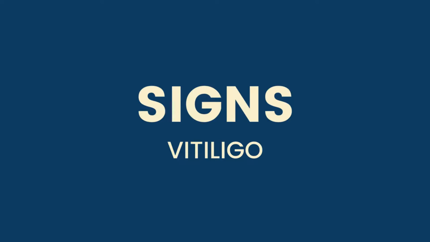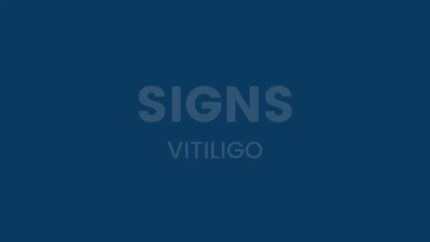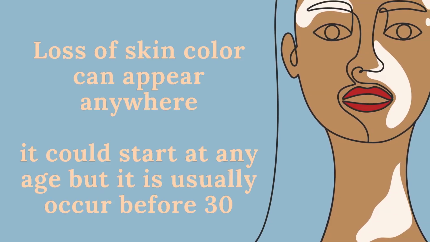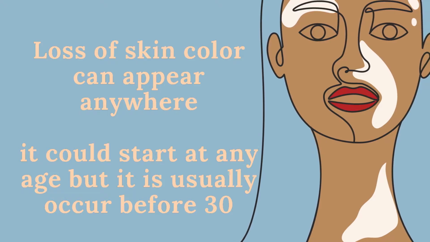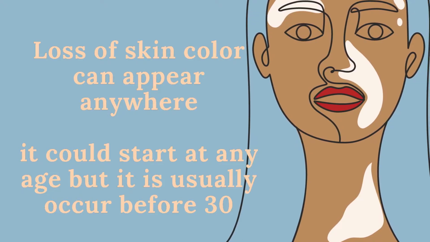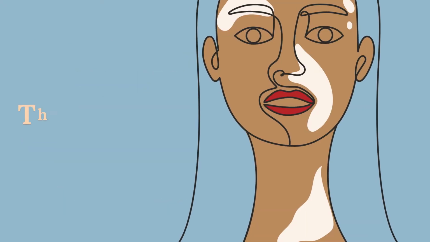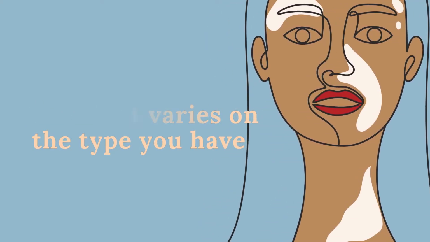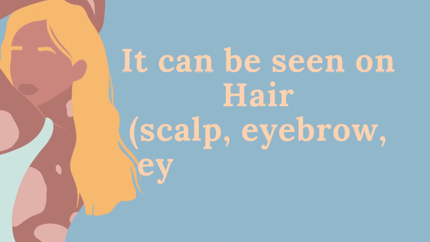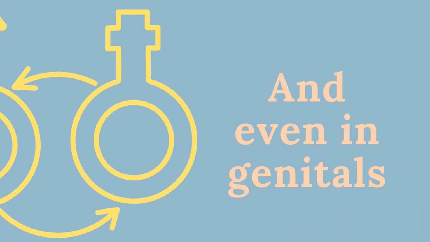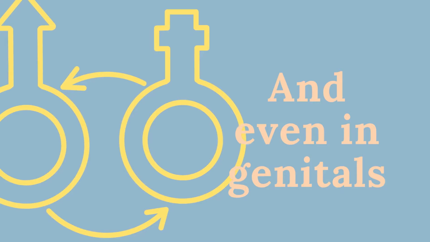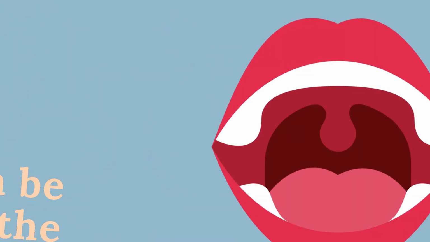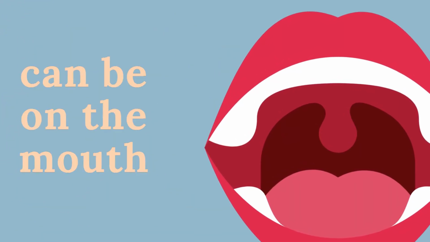Signs of having vitiligo: loss of skin color can appear anywhere and it could start at any age, but it usually occurs before 30. The effect varies on the type that you have. It can be seen on the hair, scalp, eyebrow, eyelash, and beard, and even on the genitals. It can be on the mouth, but it also has types.